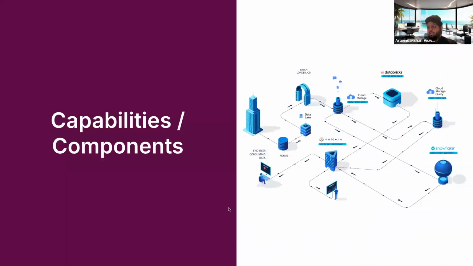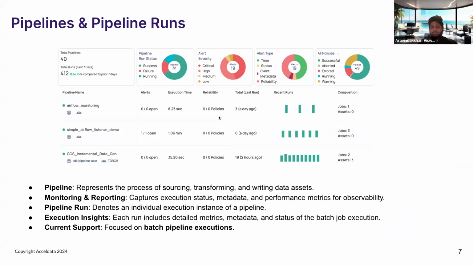Moving on to the next slide. Now we'll go through the capabilities or components that exist in pipeline observability. So let me move on. The first step is, as you can see, the pipelines and pipeline run itself. This is how the pipeline page looks.